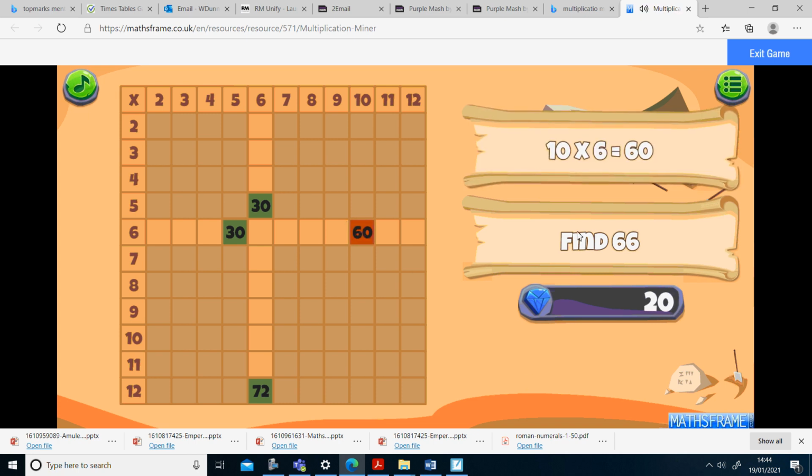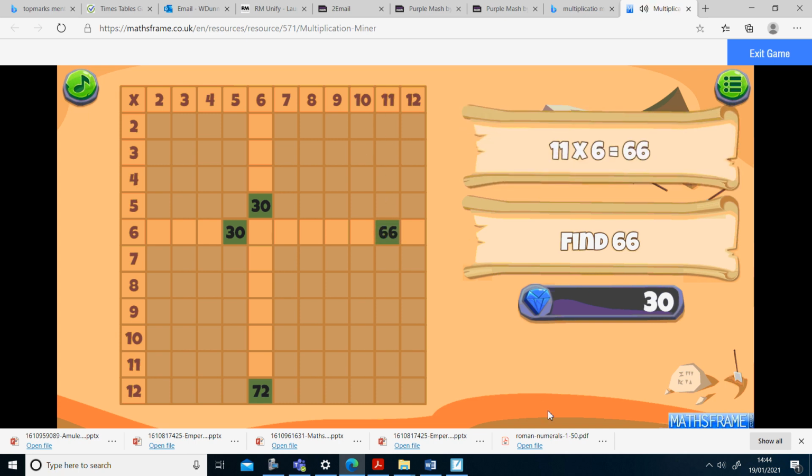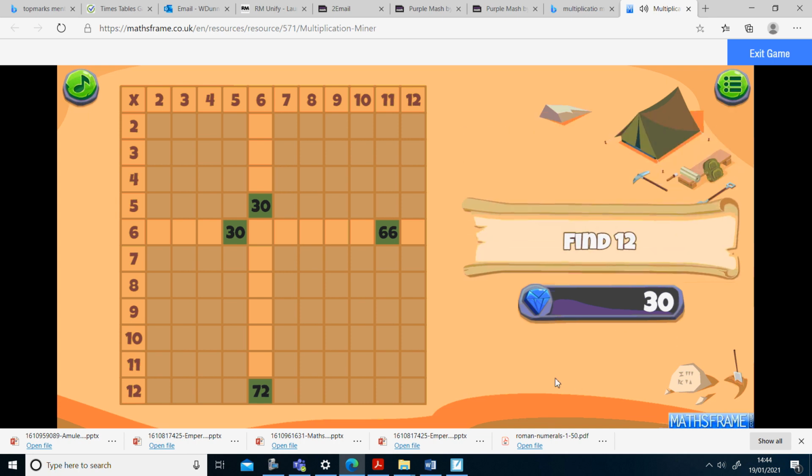Oh, I got that one wrong. Actually, 10 times 6 is 60, but it's giving me another chance. So don't panic if you get one wrong, because it does let you have another go. So 11 times 6, let's try that one. And I got that one right, and there it's given me some more points.